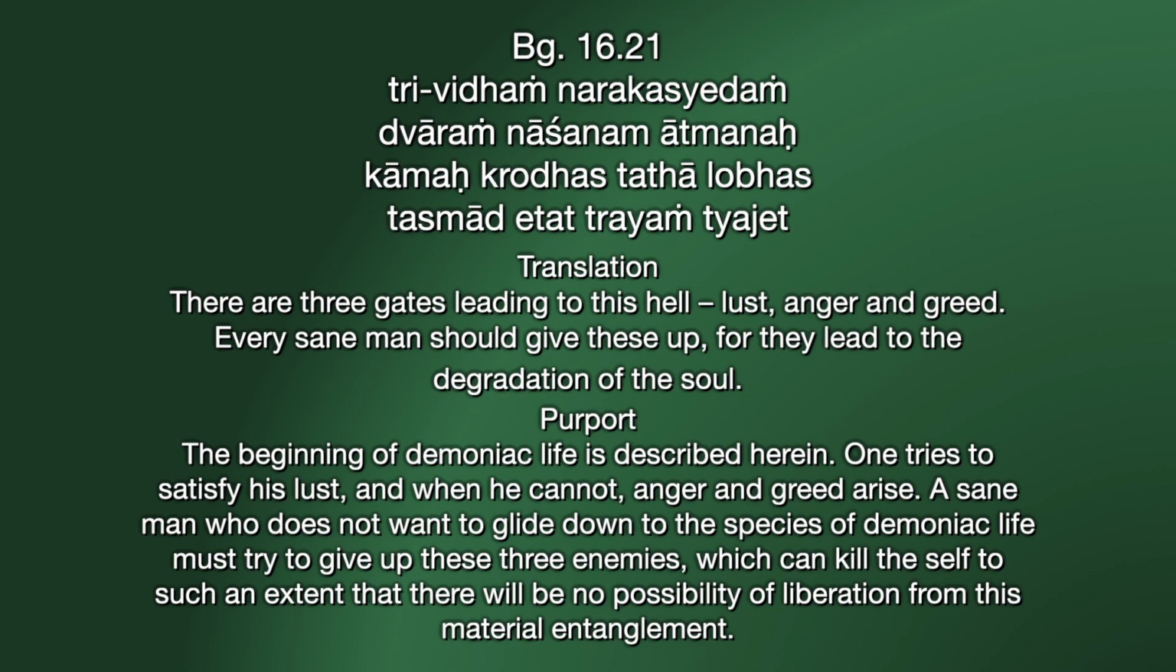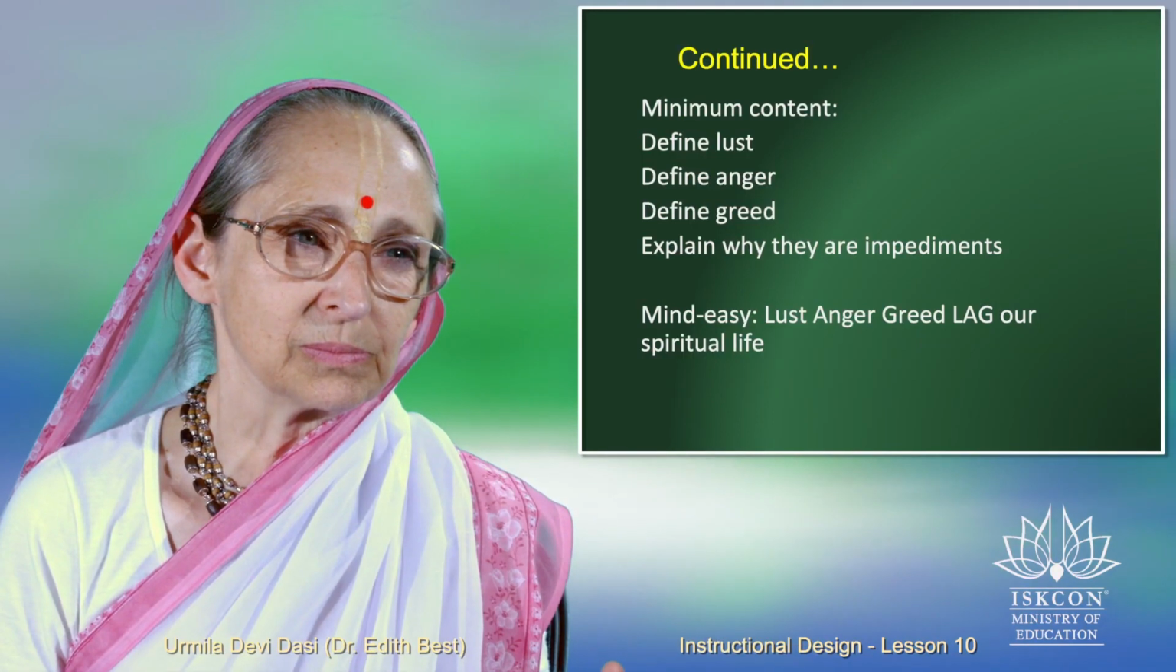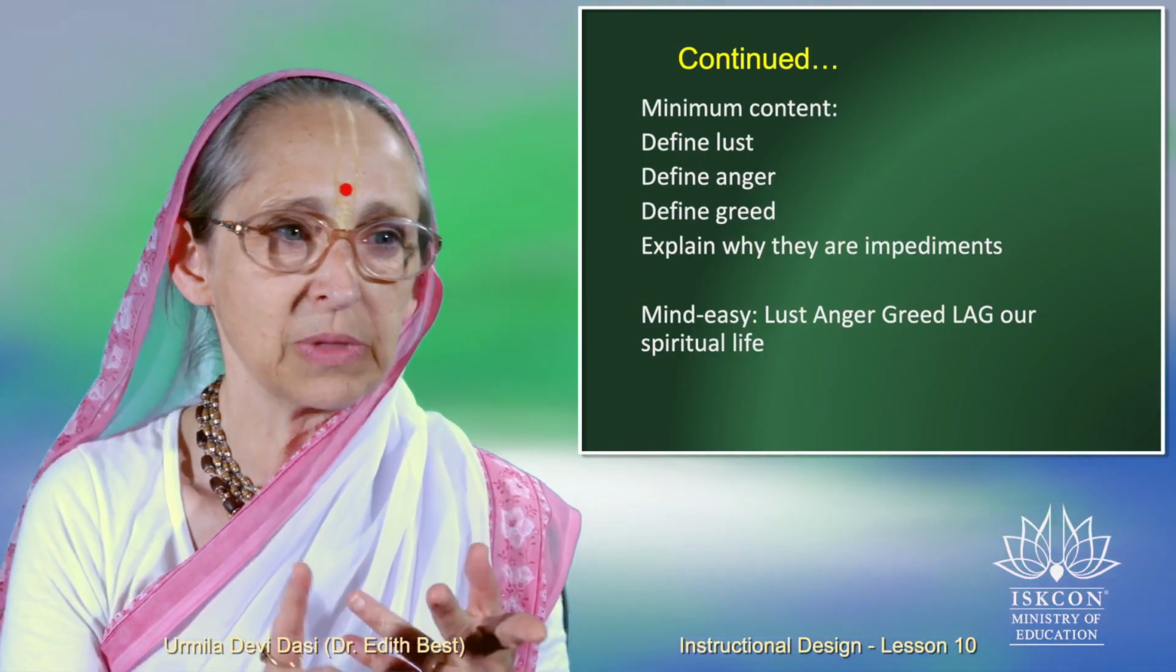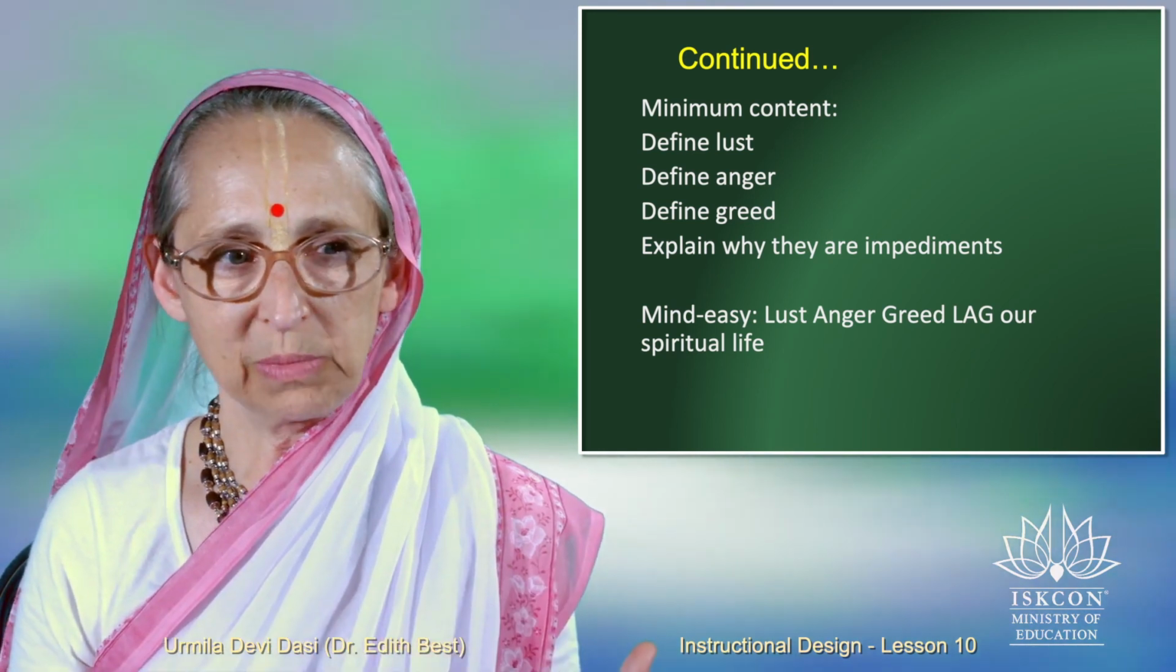Now, how are we going to find the irreducible content there and make it mind easy? Well, the irreducible content is pretty clear. There are these 3 problems: lust, anger, and greed, and they're a real problem for us. So I've got to know what lust is. I've got to know what anger is. I've got to know what greed is. I've got to explain why they're impediments.